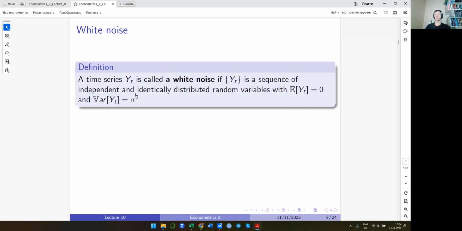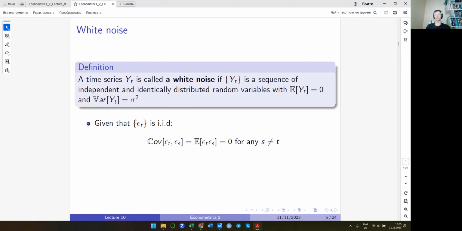So we introduce the first type of linear time series, which is called the white noise, similar to physics. A time series is called a white noise when this is a sequence of independent and identically distributed random variables with expected value 0 and variance sigma squared. So white noise is something similar to the IID error term in cross-sectional econometrics.